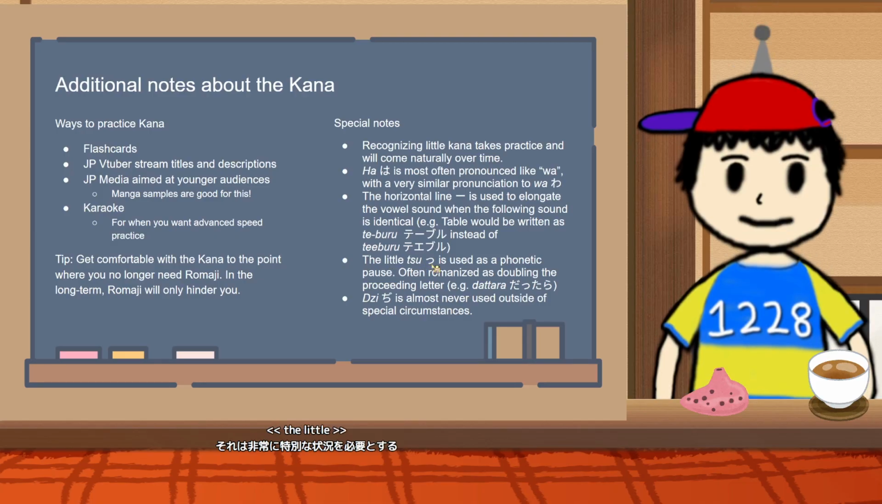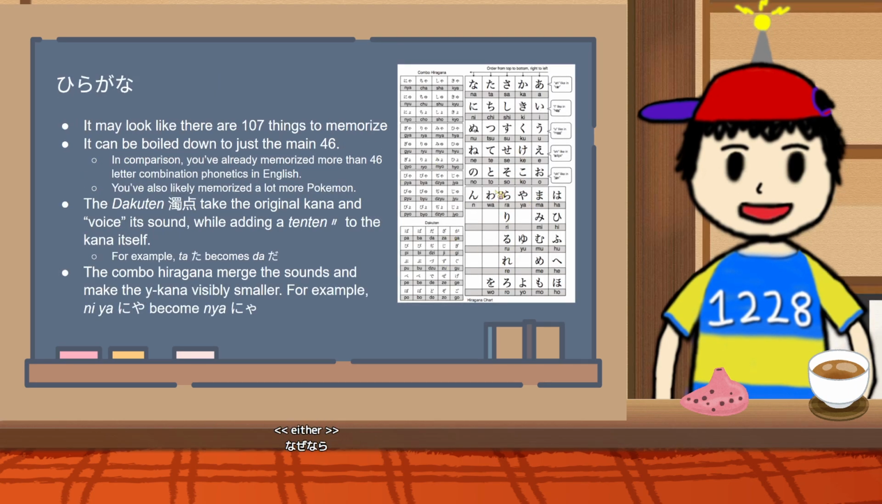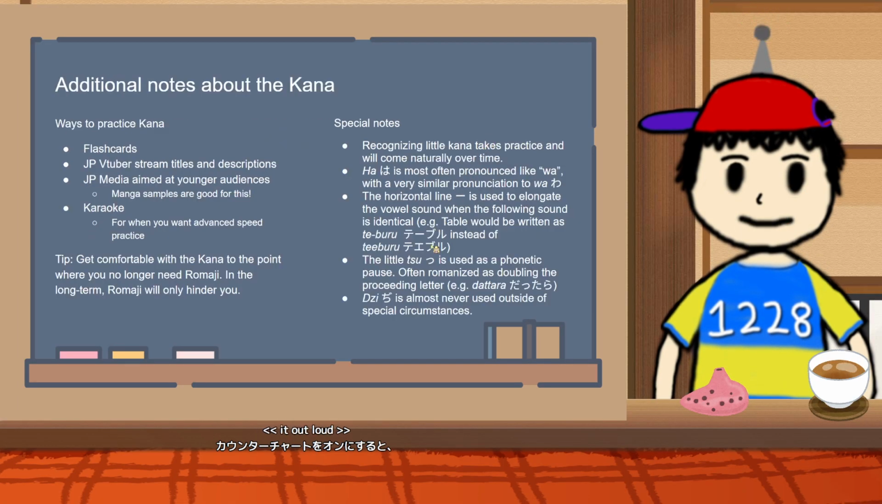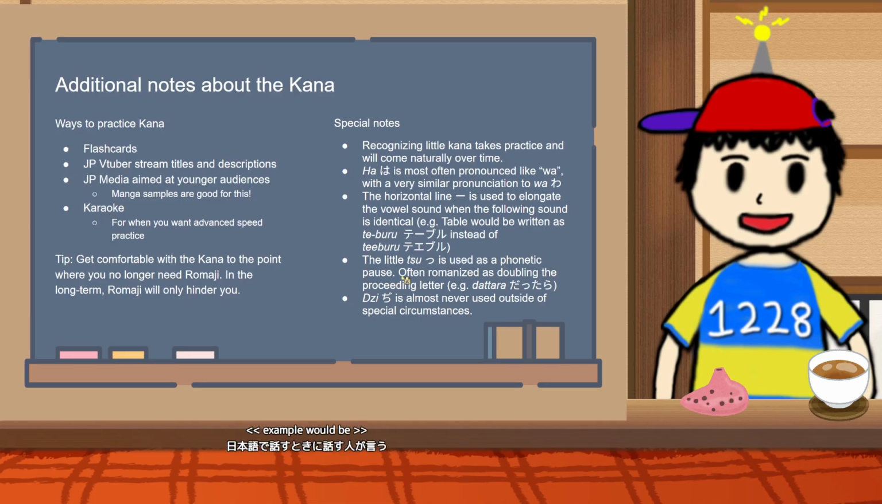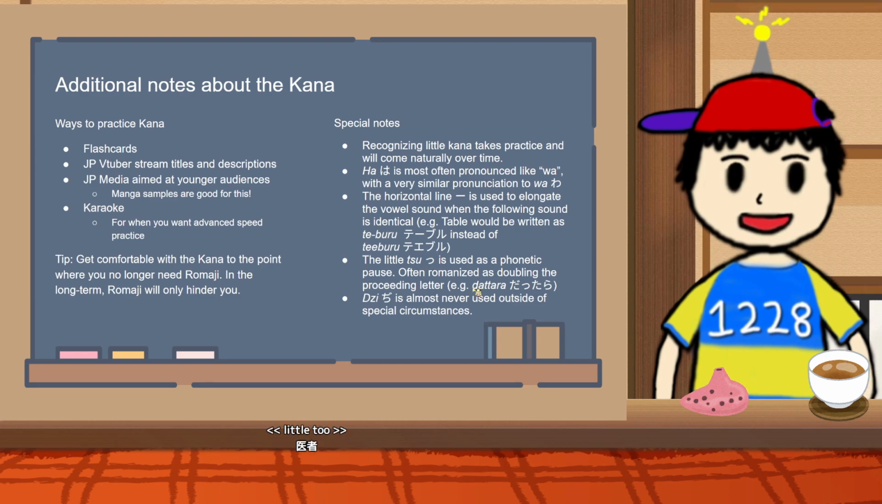The little tsu trips up a lot of Japanese learners because it's technically not on the kana chart either. You see tsu right here, and you say it out loud. But if it's a small tsu, that is not the case. This is that vocal pause that you hear some speakers make when they're speaking in Japanese. An example would be the difference between date and datte. That is intentional, that little pause. Date, datte. That little tsu is in the middle.